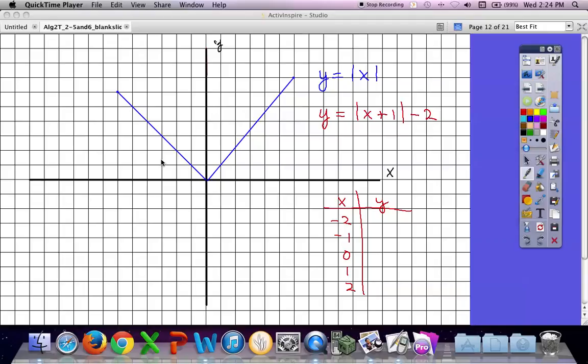Right. So in this problem, we're obviously doing something inside the absolute value and after the absolute value. So it's going to have two effects. And I'll make the table of values.